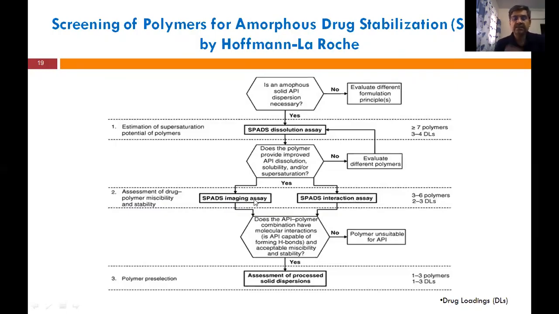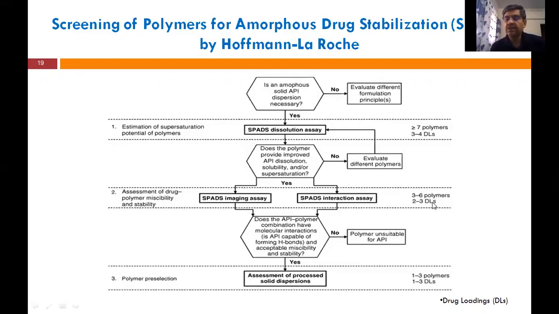In the imaging assays, we are primarily looking at presence or absence of birefringence, which is because of the crystalline particles. And if the birefringence is absent, we can safely conclude that your drug is in the amorphous form. So this can be used as a way of assessing the physical stability of your amorphous solid dispersion, either in ambient conditions or on accelerated storage conditions. For this study, you use 3 to 6 polymers at 2 to 3 drug loadings.